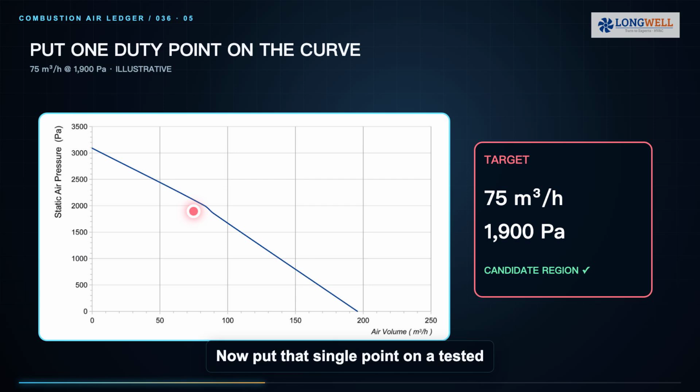Now put that single point on a tested fan curve at the stated speed and air density. The operating point is where the fan curve meets the system curve. A maximum airflow number at zero pressure is useless here, and shutoff pressure at zero airflow is not the duty point. On this LONGWELL LWGE148S-05 graphic, the curve shape is a useful reading exercise. The region near 80 cubic meters per hour and about 2000 pascals is close to our illustrative target. That makes it a candidate for detailed review, not an approved selection.